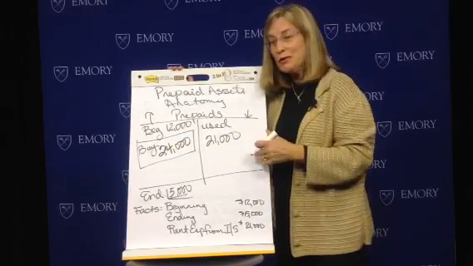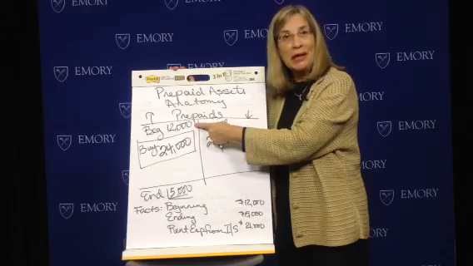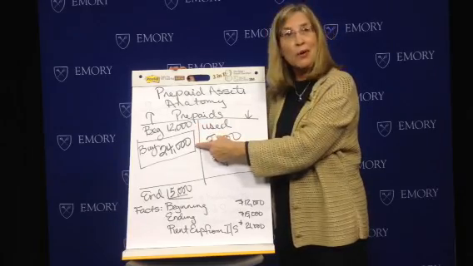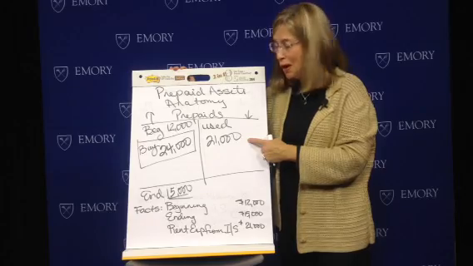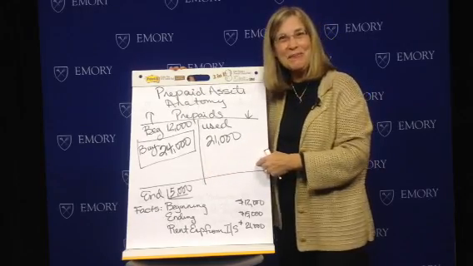And to prove that to myself, I can take the beginning balance of 12 plus what I bought, 24, and subtract what I used, 21, and guess what? I get the ending balance.